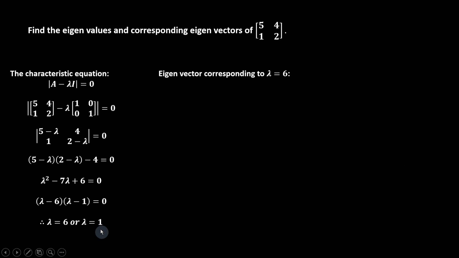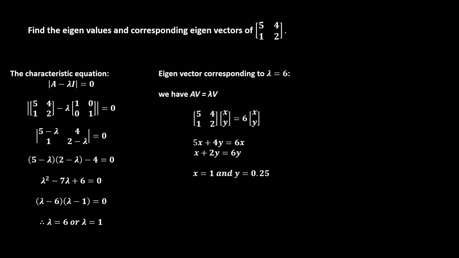First, we will find out the eigenvector corresponding to the eigenvalue 6. We have the relationship AV is equal to lambda V. Then I am substituting the values of A and lambda there. After solving these equations, we get x is equal to 1 and y is equal to 0.25. Then our eigenvector V1 is [1, 0.25] corresponding to eigenvalue 6.